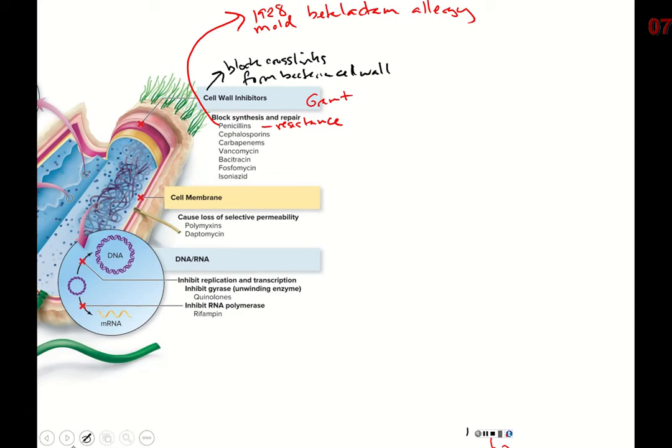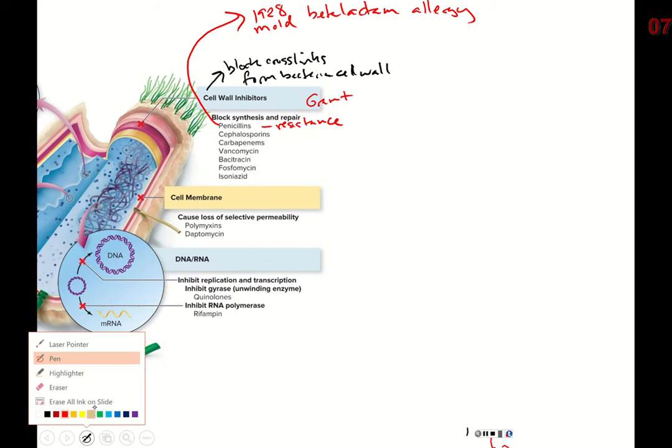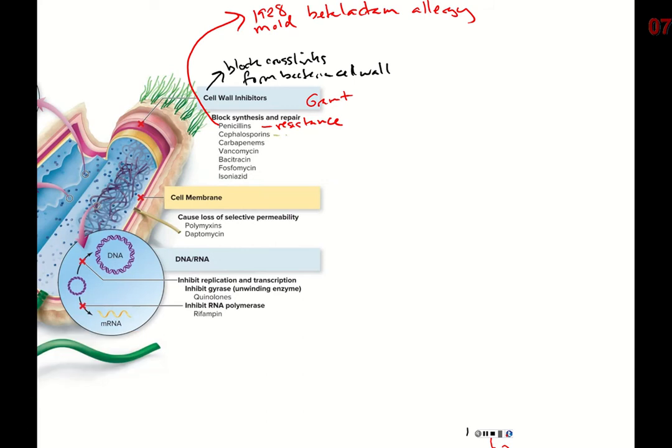So what about your cephalosporins? Cephalosporins also come from a mold, so that's pretty cool. And they also do have a beta-lactam ring as well. So their mode of action is quite similar. It's a cell wall inhibitor. Now, why do we care about that?